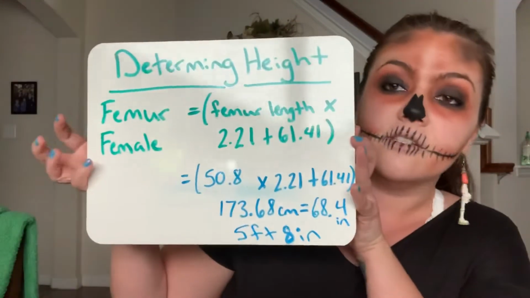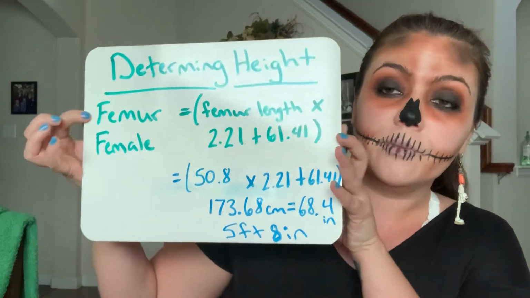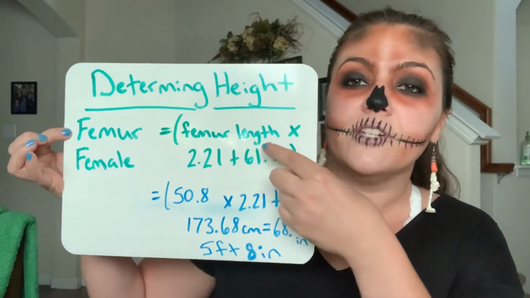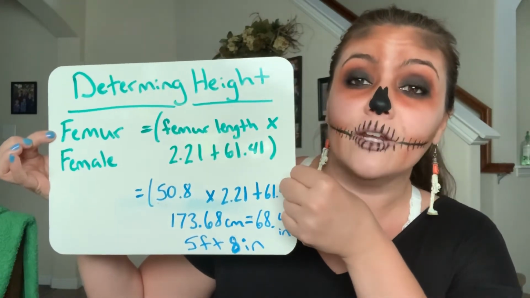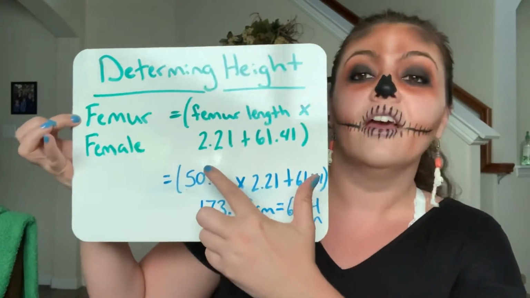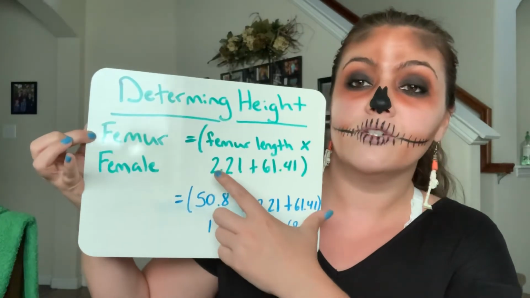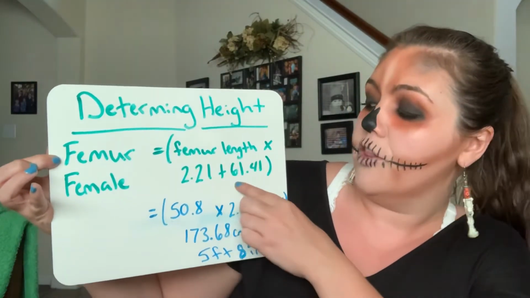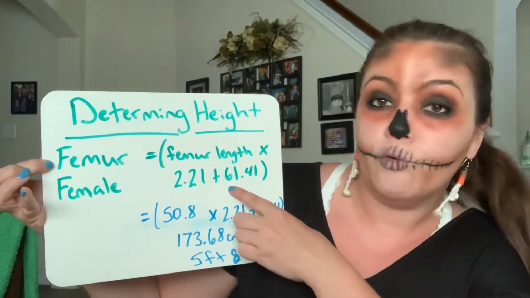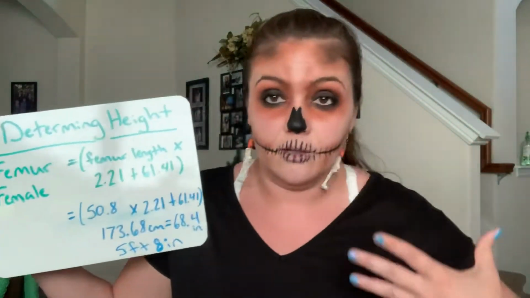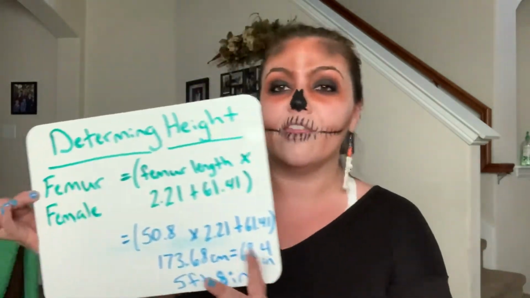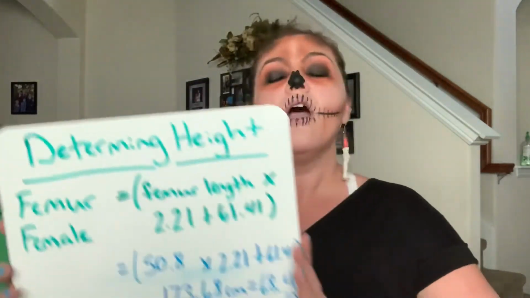So what it says is, for a female, it is different for females or males. And here it is. You take your femur length, it's always in centimeters, we don't use inches, and then it's times 2.21, and then after you've multiplied those two numbers together, you just tack on 61.41 centimeters, and that's your height in centimeters. Now obviously we'd have to convert that to inches for us to understand it and the way we think about height, but that's what you do.